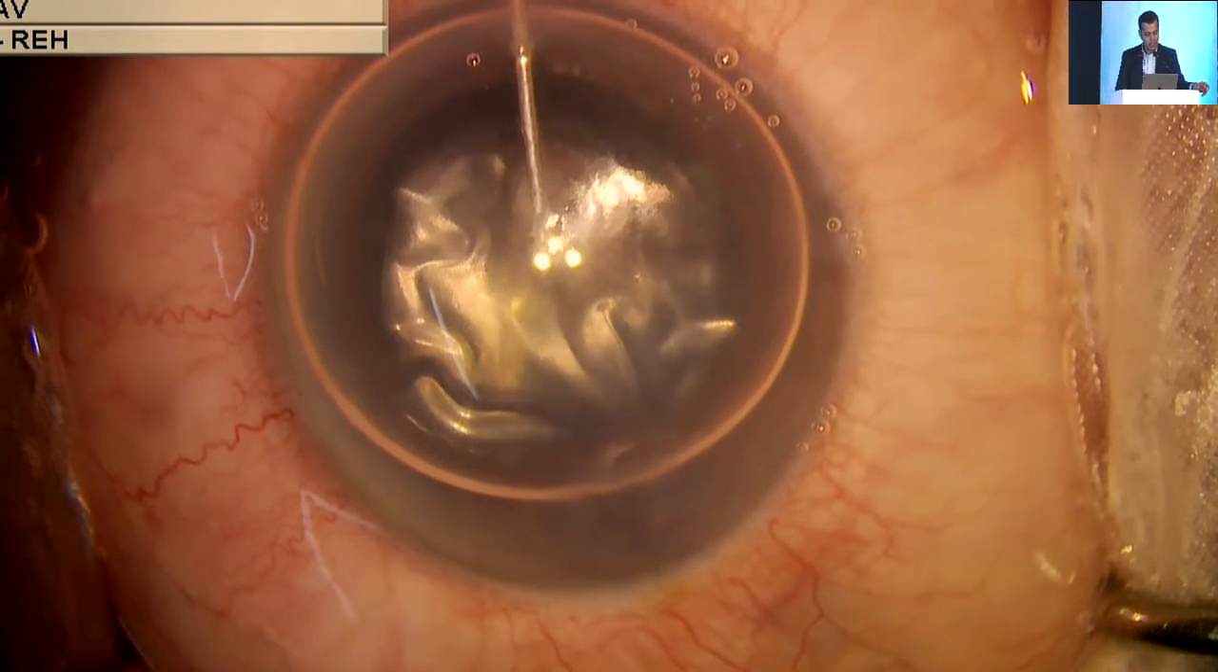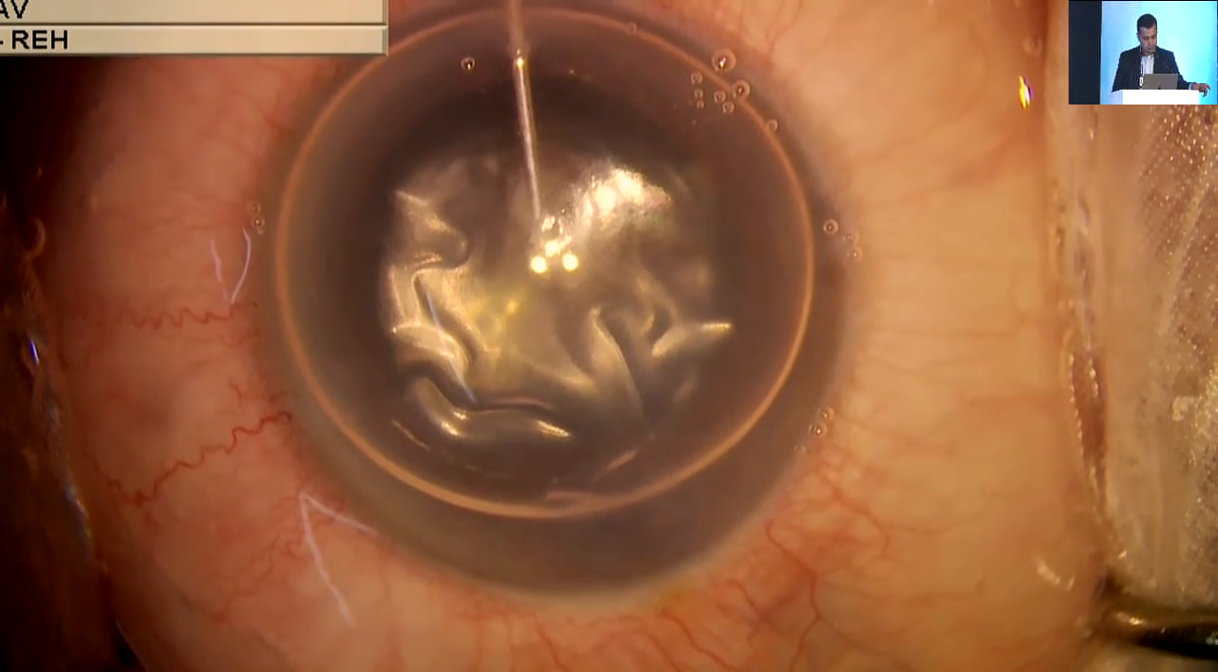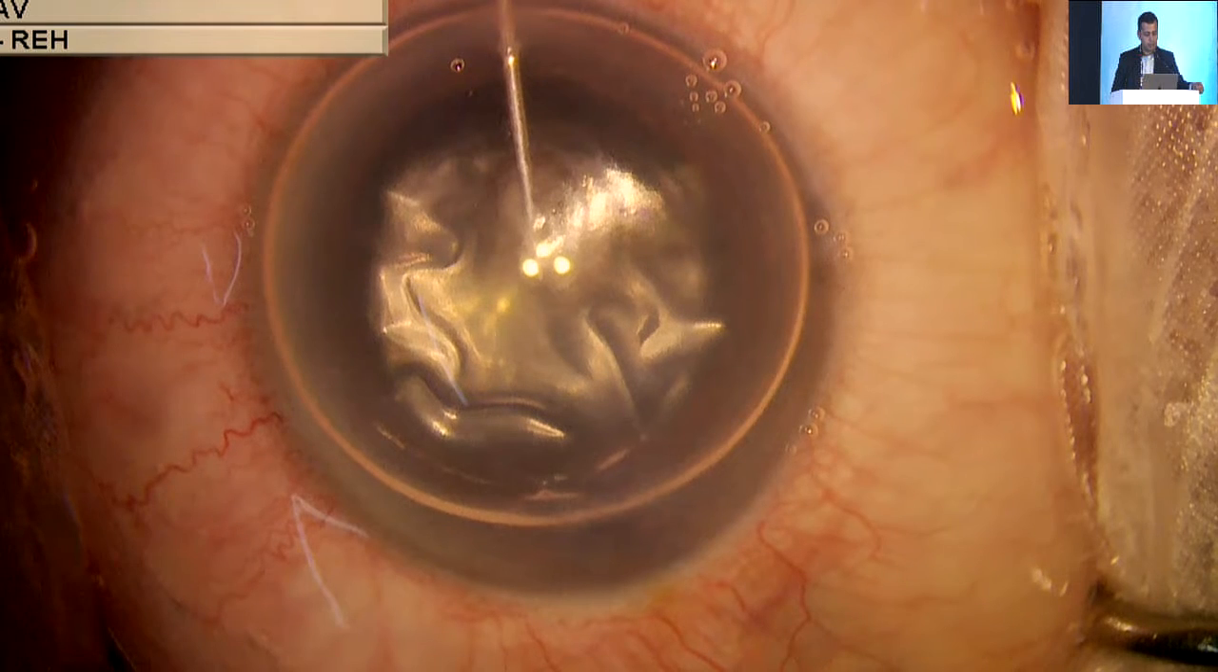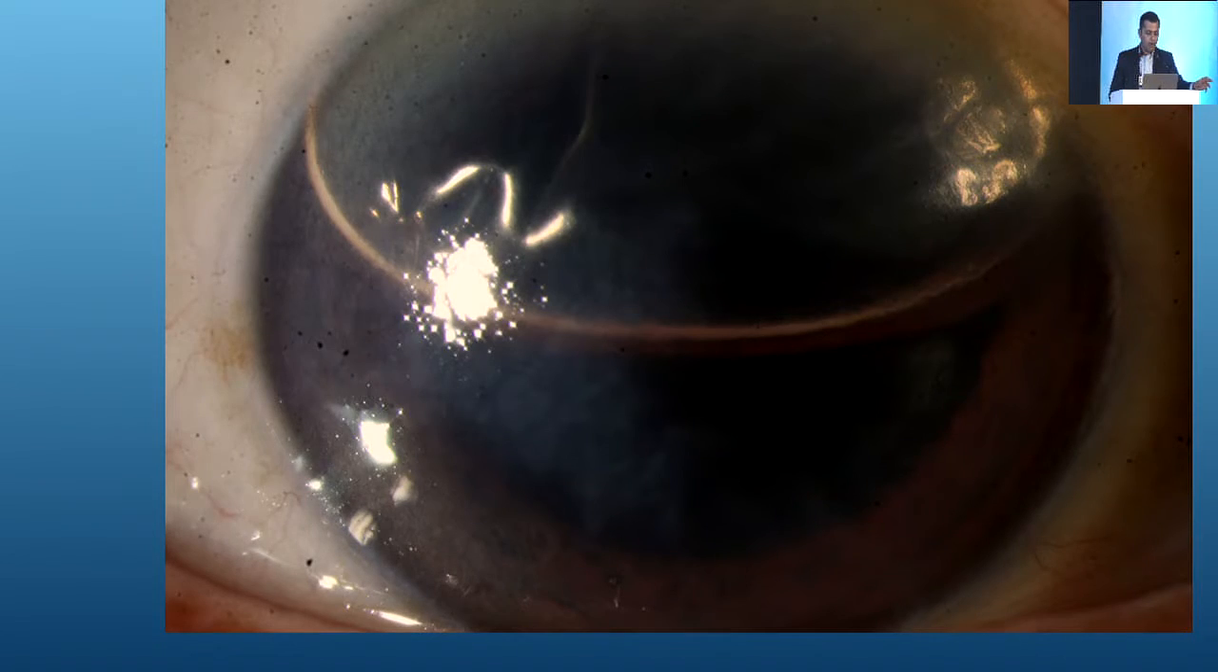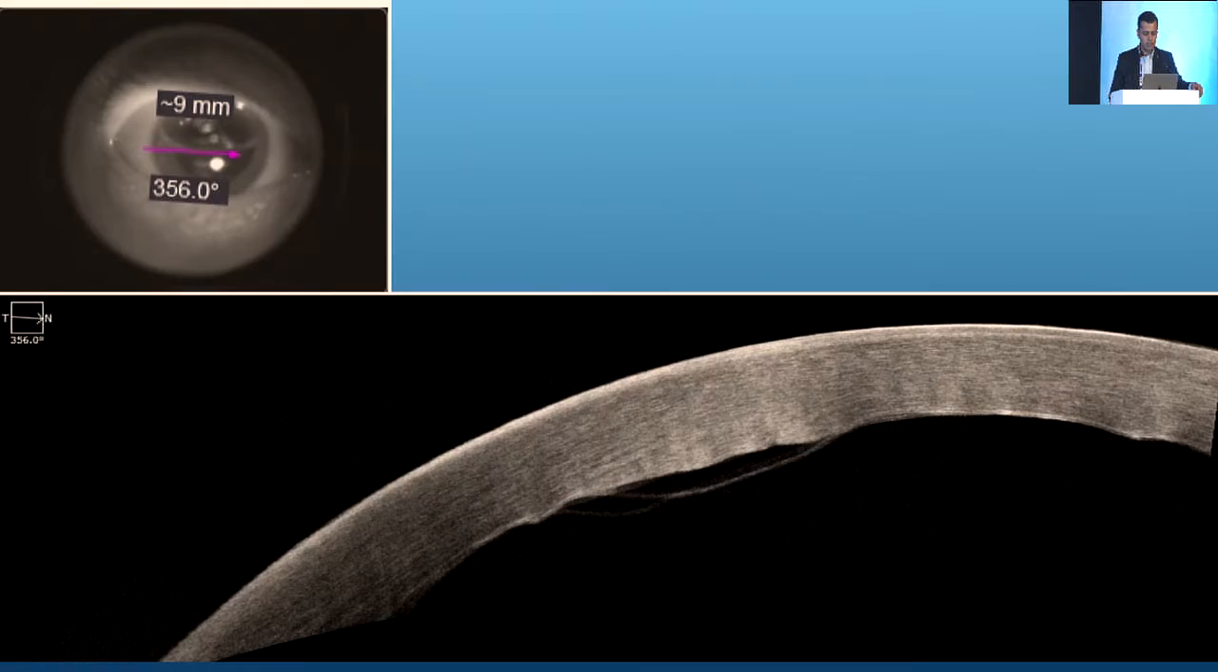But notice as the air nears its complete fill, the problem I sometimes faced is that when you pull out this needle, the air can leak back. Also, air gets absorbed really fast. So on the first postoperative day, 50% of the air went away, but fortunately the cornea looked a little clearer.